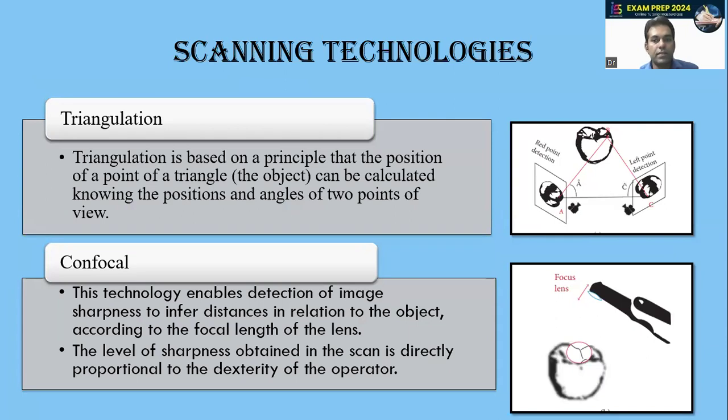Now there are different scanning technologies. The first one is triangulation. Triangulation is based on a principle that the position of a point of a triangle, the object, can be calculated knowing the positions and angles of 2 points of view. The next technique is confocal. This technology enables detection of image sharpening to infer distances in relation to the object according to the focal length of the lens. The level of sharpness obtained in this scan is directly proportional to the dexterity of the operator.